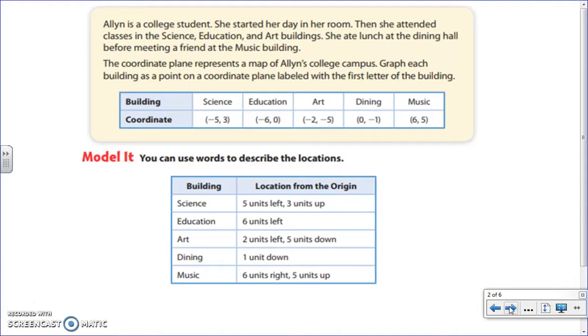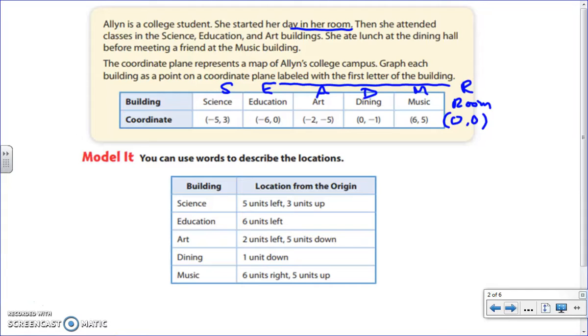So that last sentence is kind of important because you might not catch that. It says just label with the first letter of the building. So we will label science S, education E, art A, dining D, and music M. She started actually in her room, so we can even put a point on her room, R, room. We can call that 0, 0, the origin where she began.